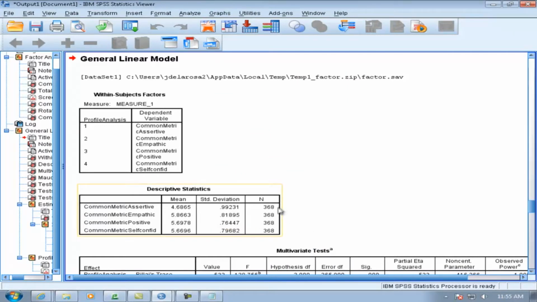And there were 368. I thought there were 369. I don't know. And you can see the means. These are just the descriptive means and standard deviations. This is for assertive, empathic, and so on.